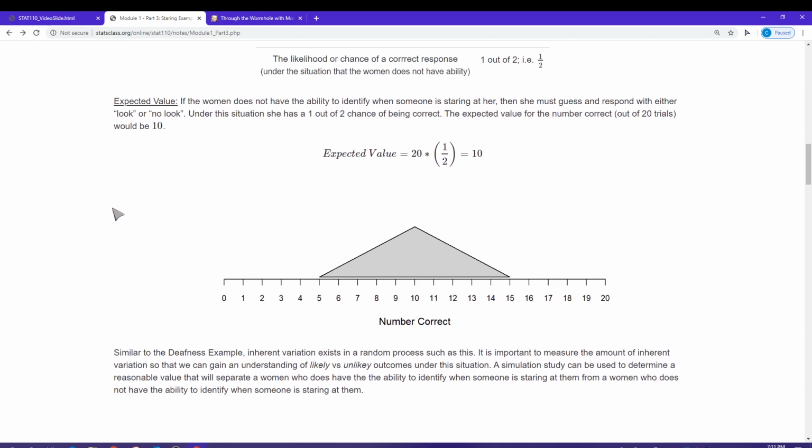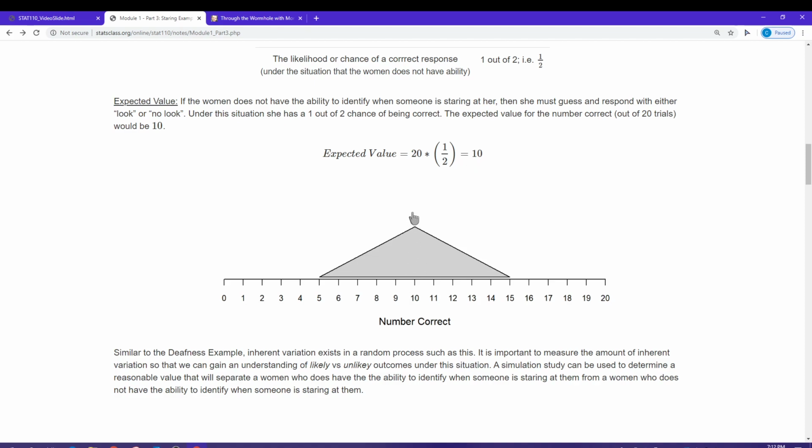So let's talk a little bit about the expected value. The expected value is just going to be equal to the number of trials multiplied by the probability of a success, or probability of correctly identifying that she's being stared at. And again, we are doing this under a situation for an individual that does not have the ability. So that probability we know is going to be 1/2. In fact, that's why we simulate this situation, is we know that for a woman that does not have the ability, then she's going to have a 1/2 chance of being correct and a 1/2 chance of being incorrect. So we can simulate an individual that does not have an ability. We can do that without any biases. And we know that that probability of correct is indeed the correct probability to be using in that situation. So 20 times 1/2, the expected value there is 10.